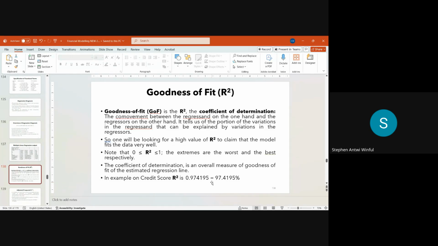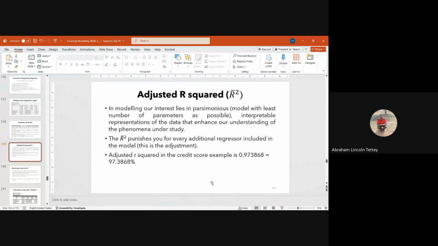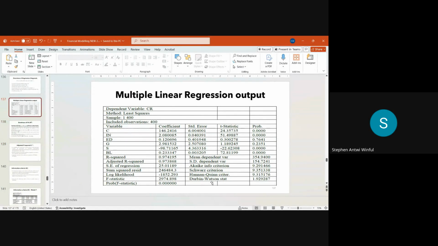Hello? Yes, sir. We are here. Okay. So if you check our output, what is the R squared in this output? If you can see the screen. The R squared output, from this output you can see on the screen.